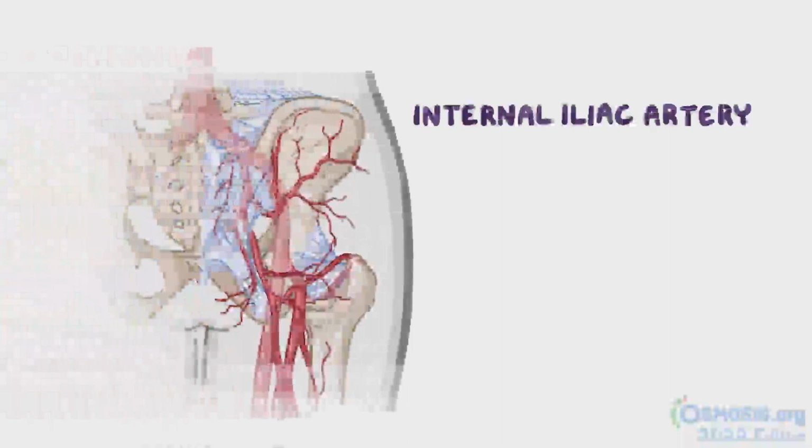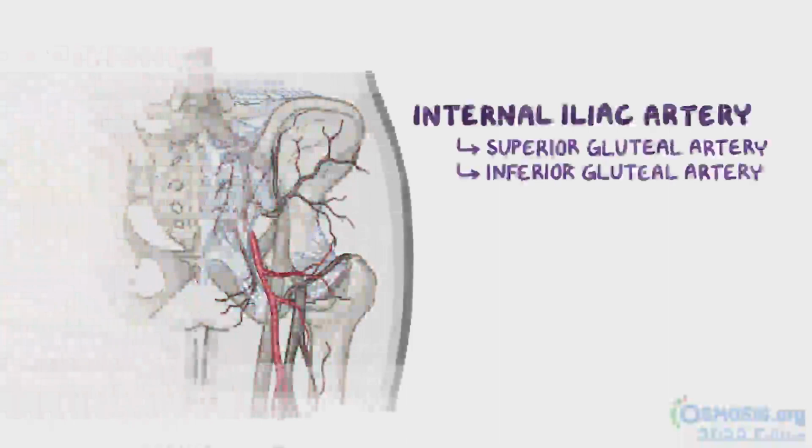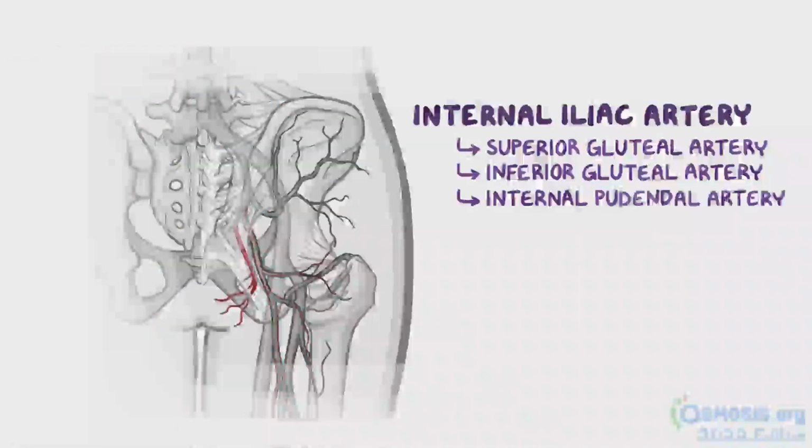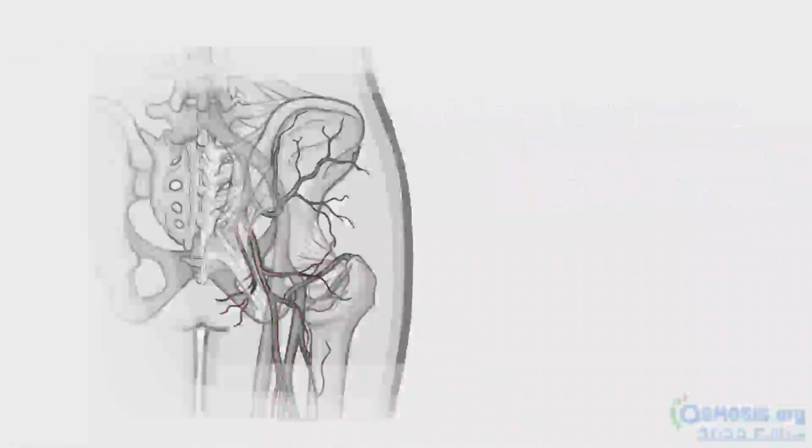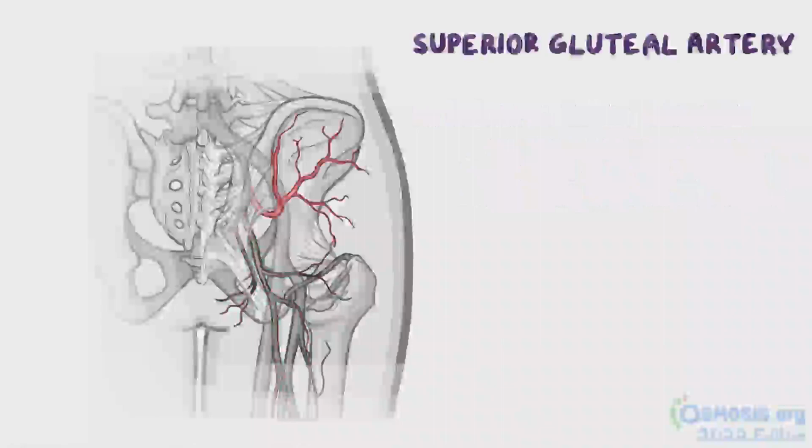Okay, switching over to arteries, the gluteal region is supplied or traversed by major branches of the internal iliac artery, namely the superior gluteal artery, inferior gluteal artery, and internal pudendal artery. First, the superior gluteal artery is the largest of the branches, and, from its origin, passes posteriorly between the lumbosacral trunk and the S1 nerve.